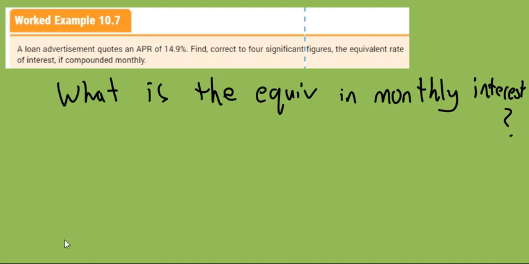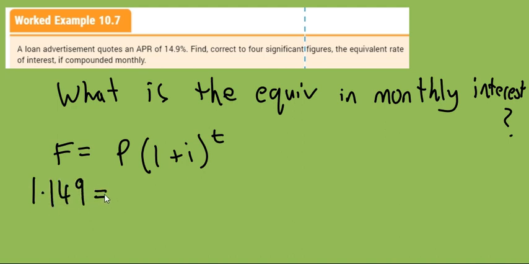Once again, we're not given a figure. We're going to use the formula F equals P(1 plus I) to the T, but we don't know how much was borrowed. So just assume it could be anything, but we're going to say it's 1. If I borrowed €1, how much would I owe by the end of the year? I would owe €1.149. How much did I borrow? I borrowed 1, the principal amount.